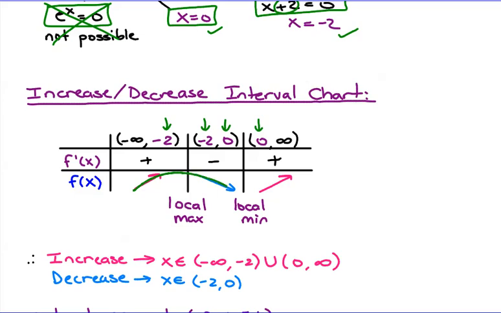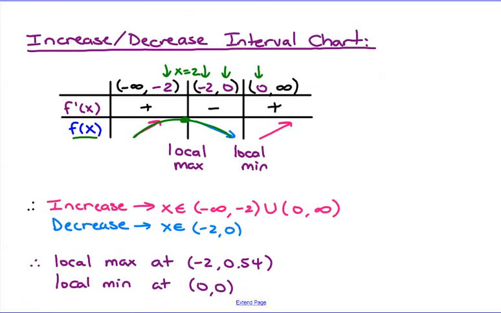There should be a max here because it's going from increasing to decreasing, and that is at an x value of 2. I can find that point by subbing the 2 back into the function and getting my local max. Did I put 2? I should have put -2. My bad. Okay, now it looks like it's going this way into a min. So there is a min right there at x equals 0. And so here is my minimum by subbing 0 back into our original function. Okay, and again, we can always list out our intervals of increase and decrease.